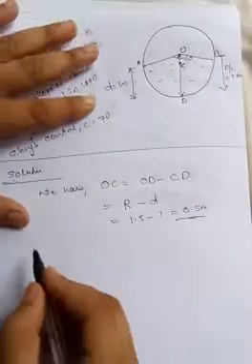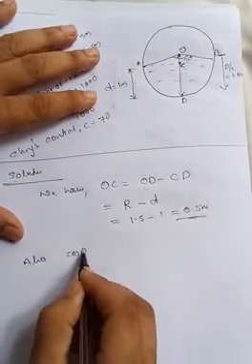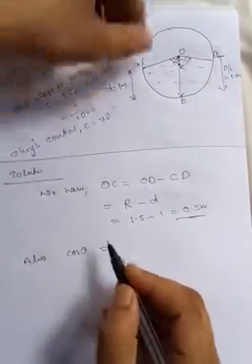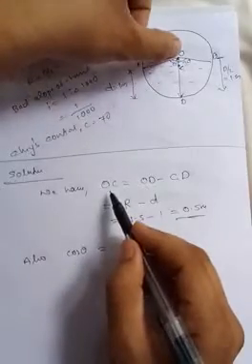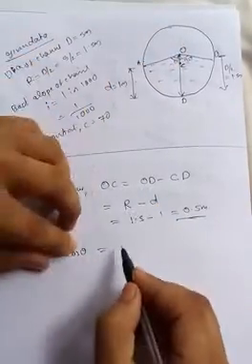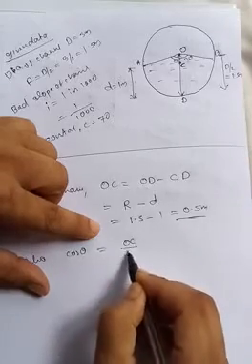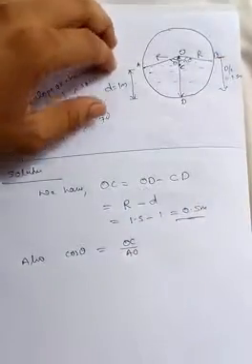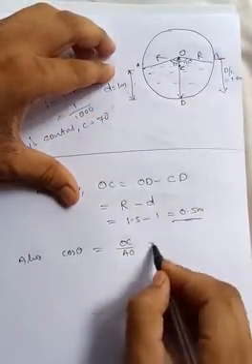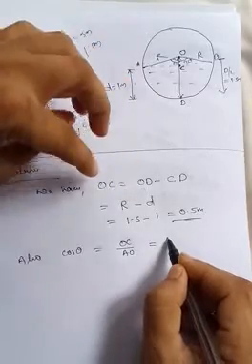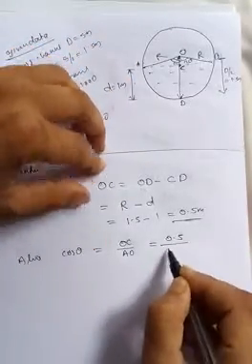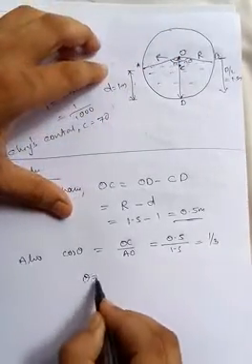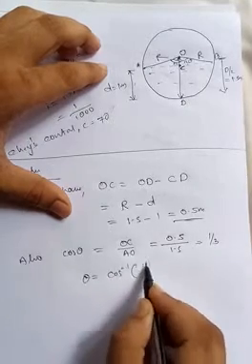Then also cos theta, this is the angle theta, right? So cos theta, see, OC will be the adjacent side. So cos theta is equal to OC divided by AO. This will be the radius. So here cos theta is equal to OC is 0.5 meter and AO, this is the radius 1.5 meter. So it will become 1 by 3. So theta is equal to cos inverse of 1 by 3.